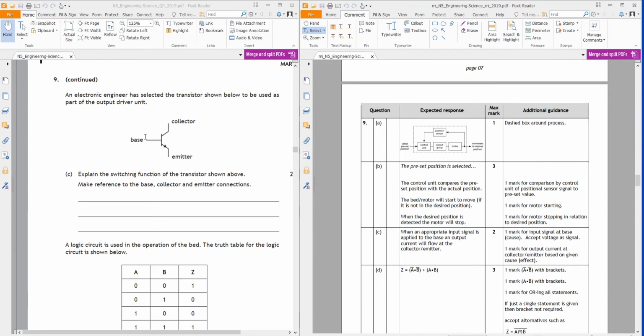A small current flows in the base, controlling a large current flowing from the collector to the emitter.